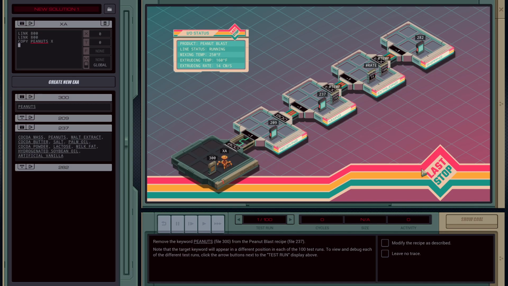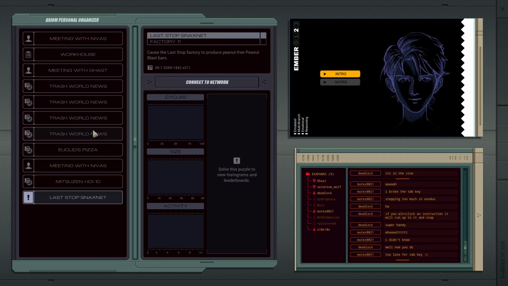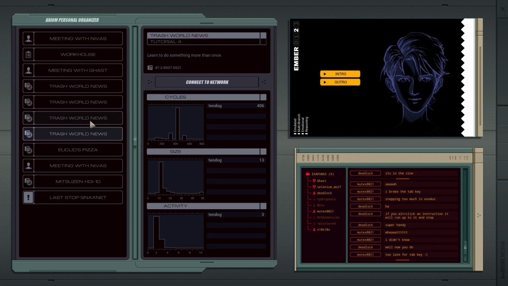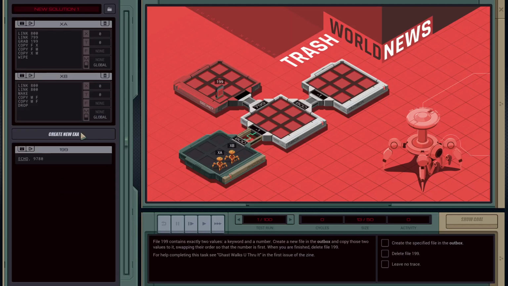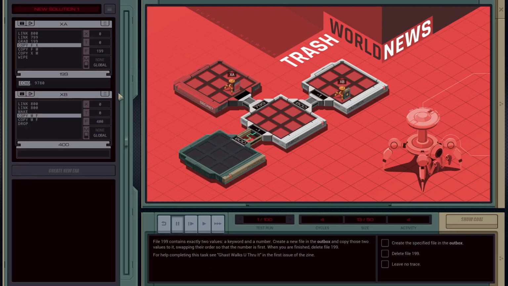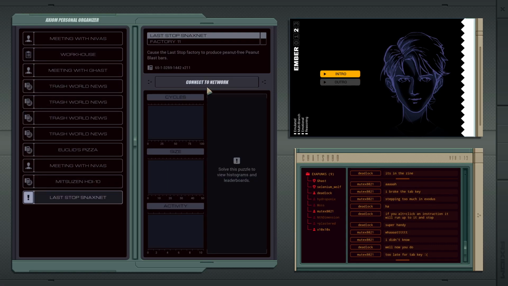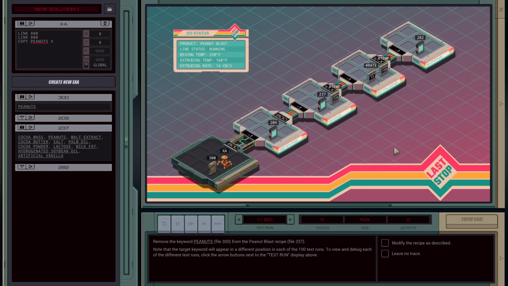Wait, I thought I could get words in there, though. Wasn't I doing that at one point? Hold on, let me check something. It was one of these, it had echo there. Yeah, and I swapped the values. Copy F to M. So, okay, if I'm understanding this right, I can't write words into my registers, but I can read words in.